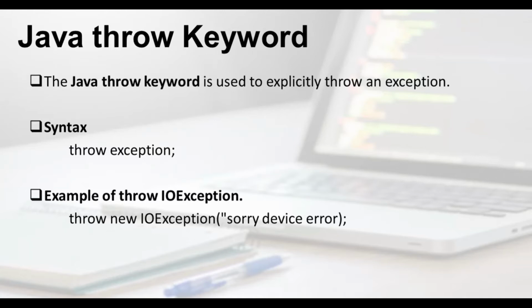The Java throw keyword is used to explicitly throw an exception. We can throw either a checked or unchecked exception in Java by the throw keyword. The throw keyword is mainly used to throw custom exceptions. We will see custom exceptions later, but the syntax of the throw keyword is throw and the name of that exception. A simple example of throwing an exception can be written as throw new IOException, with brackets containing the output that you want to print as a statement.